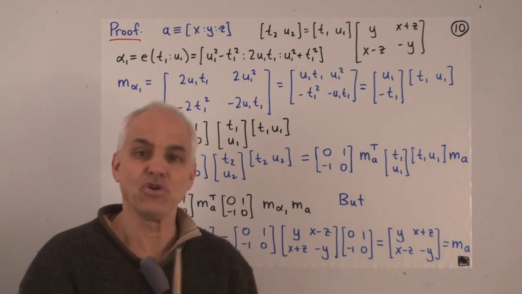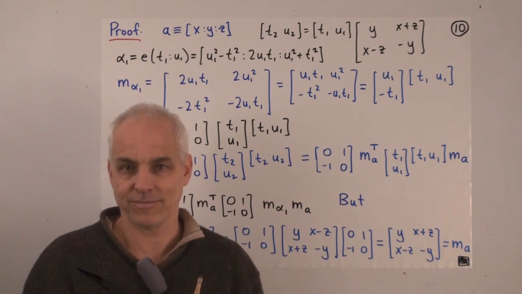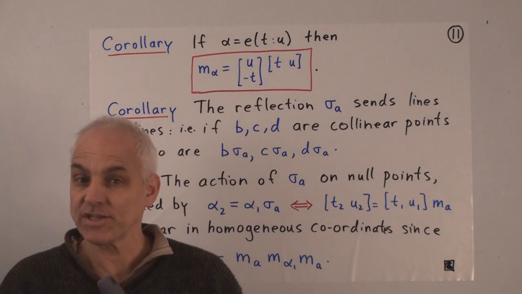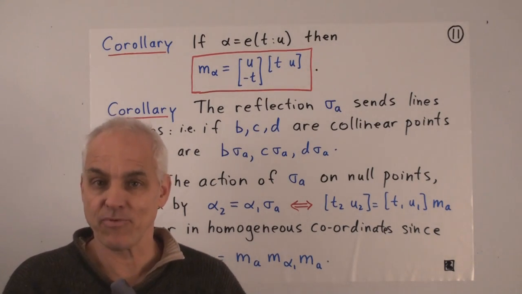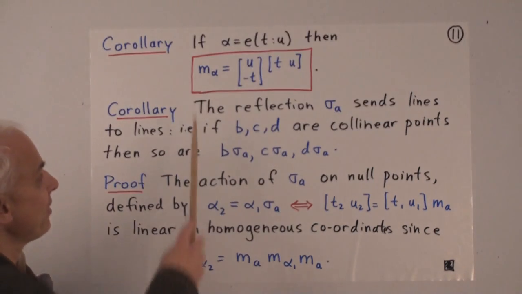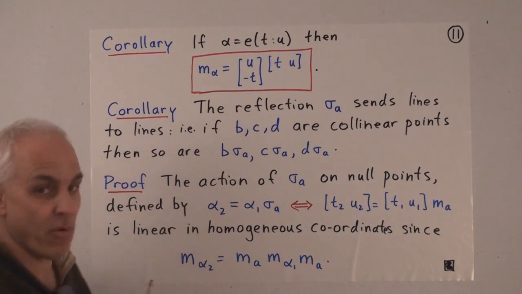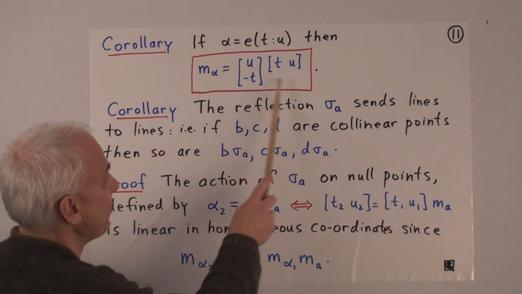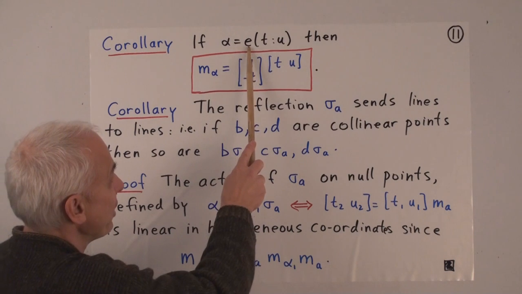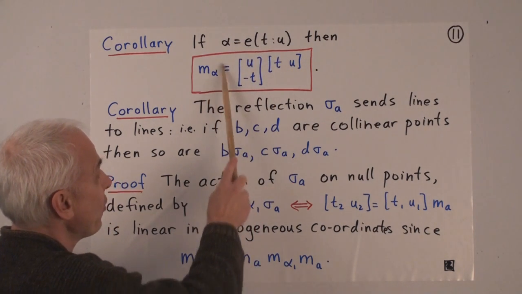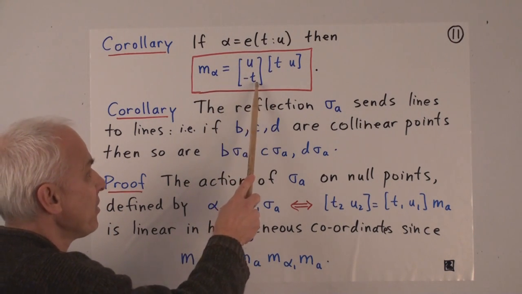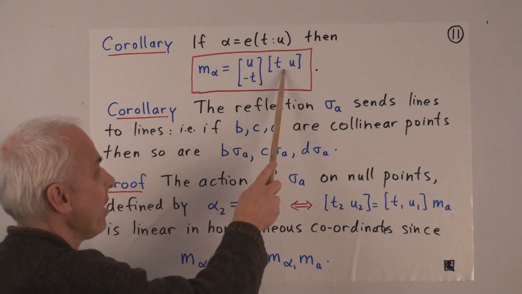Now let's just derive two corollaries of this. The first corollary is just an observation that we made during that proof. We calculated the matrix associated to a null point. This was the formula that we obtained. So if alpha is the null point E of t to u, then the associated matrix is the product of this column times this row.